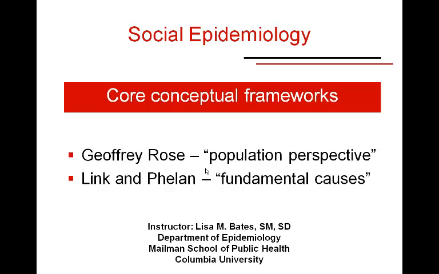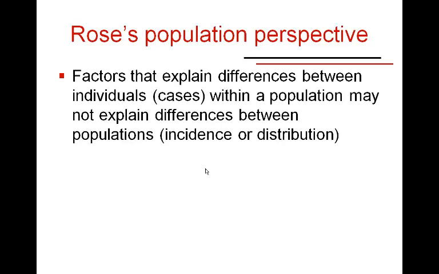This module will focus on core conceptual frameworks of social epidemiology, and specifically will extract some of the key take-home points from Geoffrey Rose's population perspective and approach to prevention, and Link and Phelan's fundamental causes. So a brief review of Rose's population perspective, keeping in mind that Rose's contributions are really twofold.